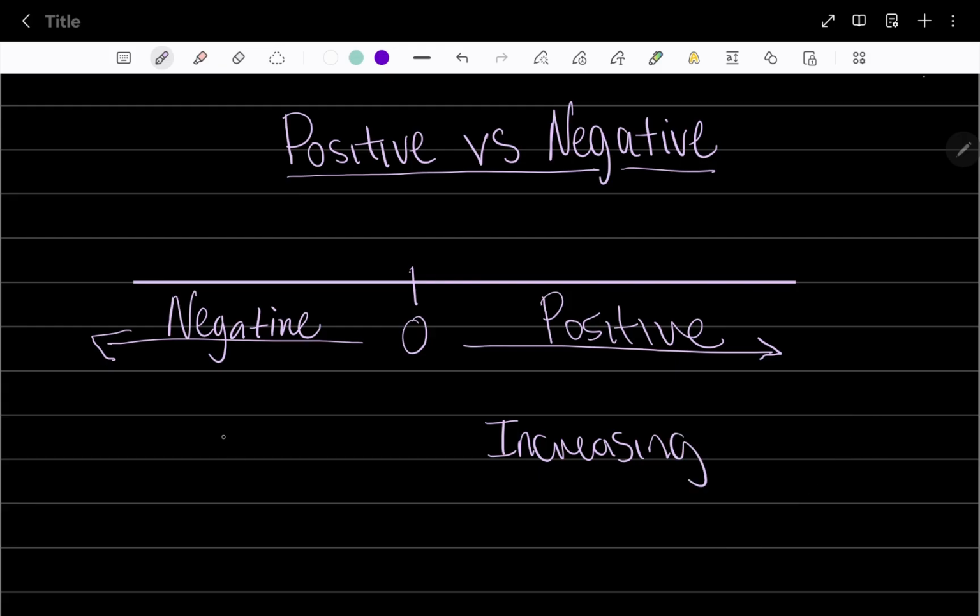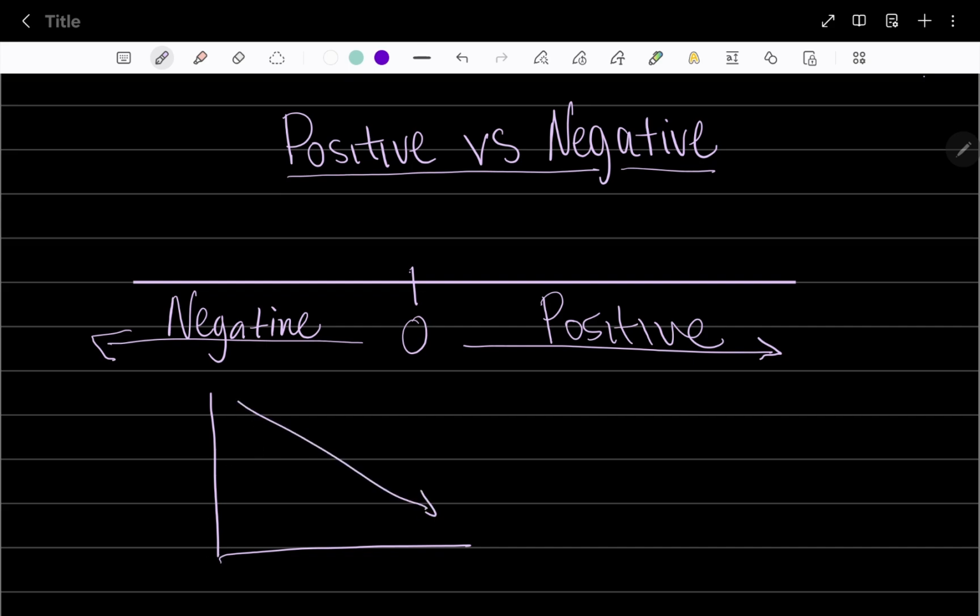So, if we were to look at a graph, this is a positive graph because we're going up. Now, if we were to look at a negative graph, we will be going down.